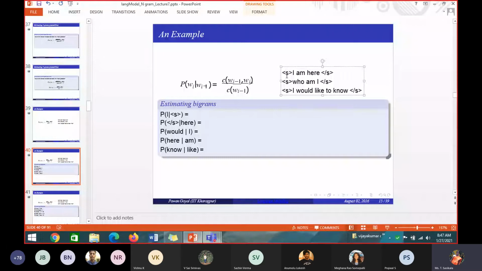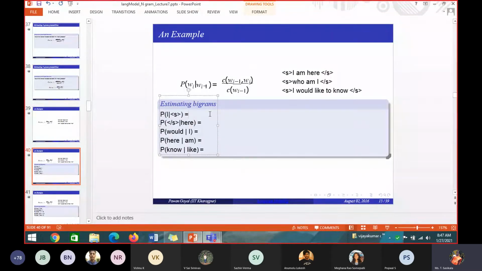So in this formula, Wi is the word I. Wi minus 1 is the word before I, which in the bigram is the start of the sentence. So can you tell me the answer for I given S? The probability of I given start of the sentence. You have to read it like this: what is the probability of the word I given start of the sentence?